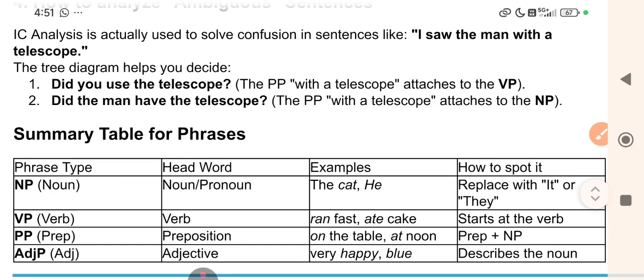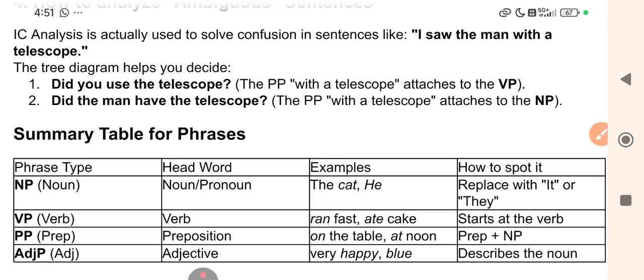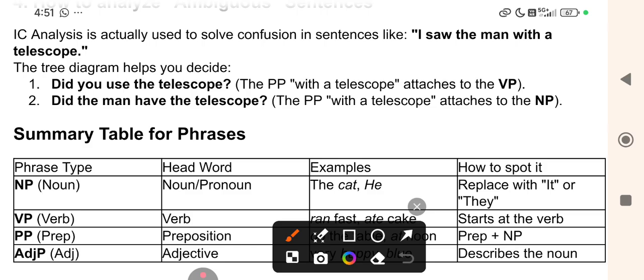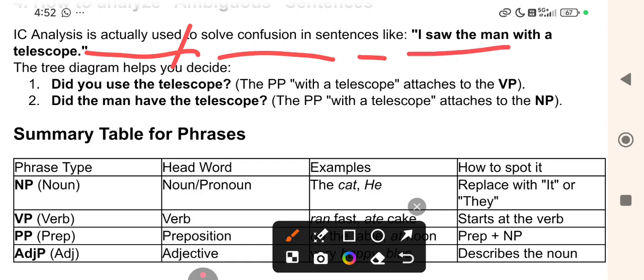IC analysis is actually used to solve confusion in sentences. So what is the use of IC analysis? It is used to solve confusion in a sentence like "I saw the man with a telescope." There are two things, right? Because the phrase "with the telescope" creates a problem. This phrase creates ambiguity. Did you see the telescope, right?